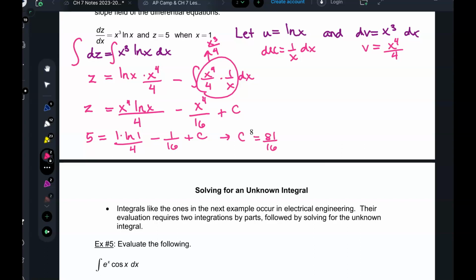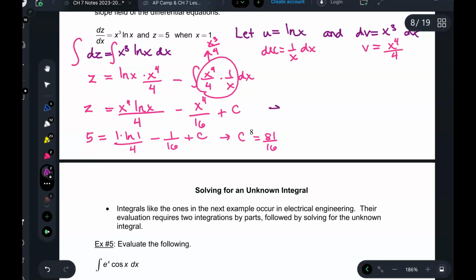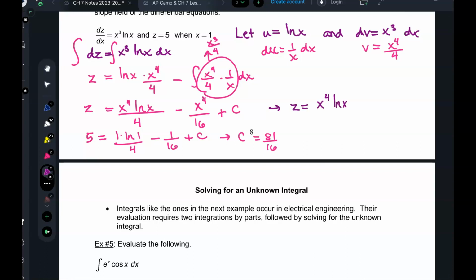Good job. And now, we don't have to find a common denominator. If you really want to, go for it.